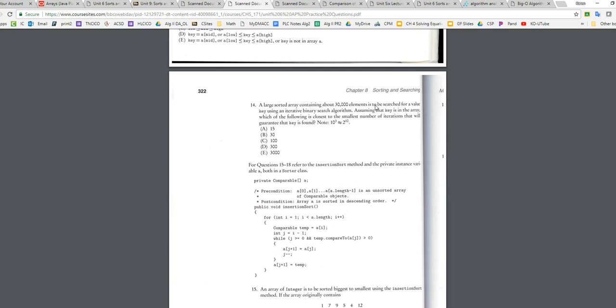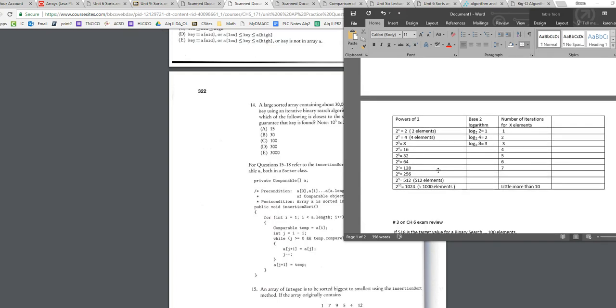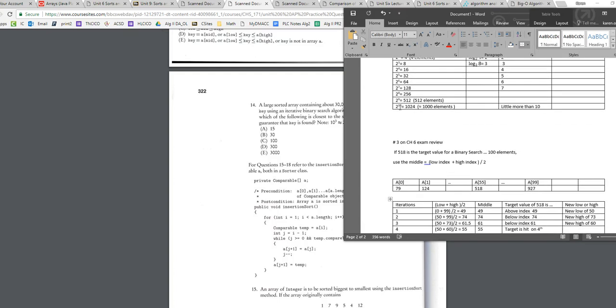I am going to spend a little bit of time on number 14 here. It says a large sorted array contains 30,000 elements and is to be searched for a value key using an iterative binary search algorithm. Assuming the key is in the array, which of the following is the closest to the smallest number of iterations that will be guaranteed that the key will be found? And this is one where we could use that base 2 notation. They are telling you here 2 to the 10th. Remember back on our spreadsheet here, 2 to the 10th is approximately 1,000.